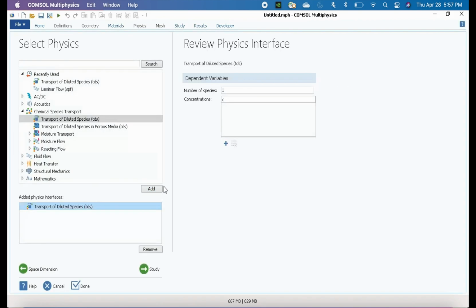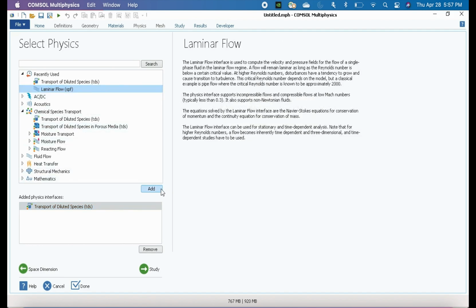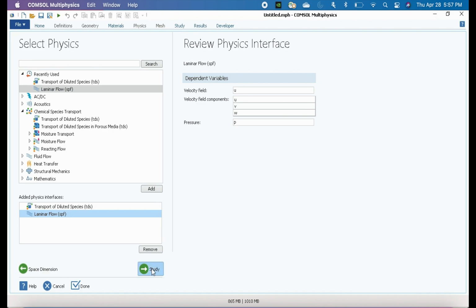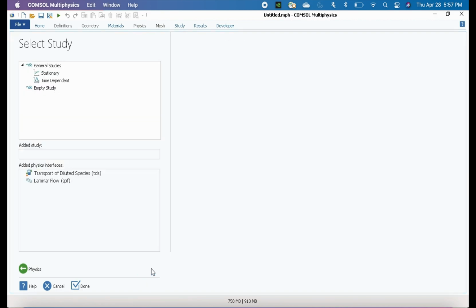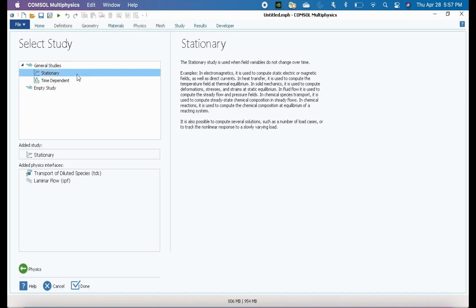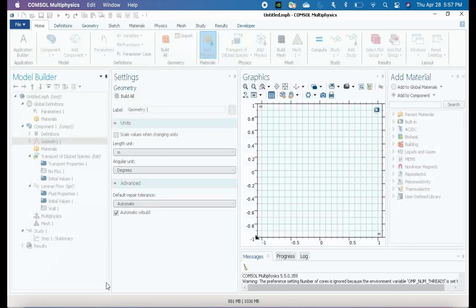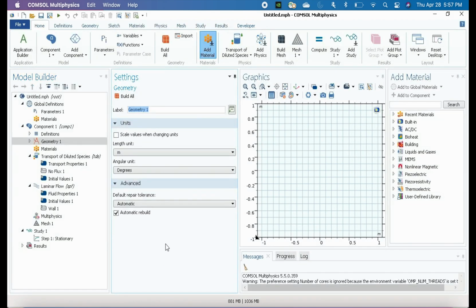Once we have added the transport of diluted species module, we're going to select laminar flow for our case. Once all the physics modules are added, we click Study. And since our case is going to be stationary, we won't be selecting the time-dependent module. Finally, we have our COMSOL simulation set up.